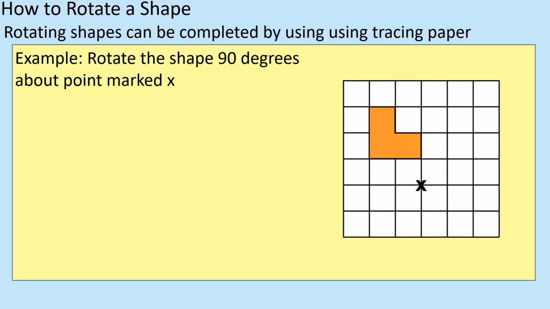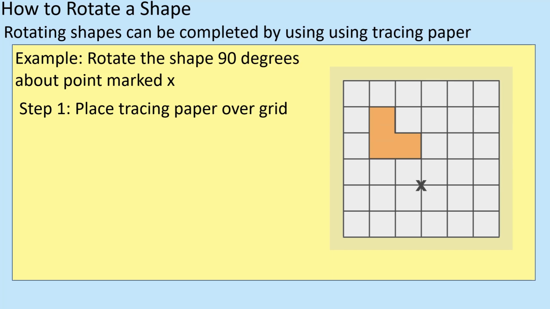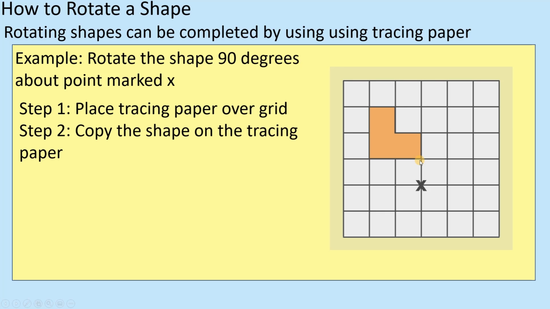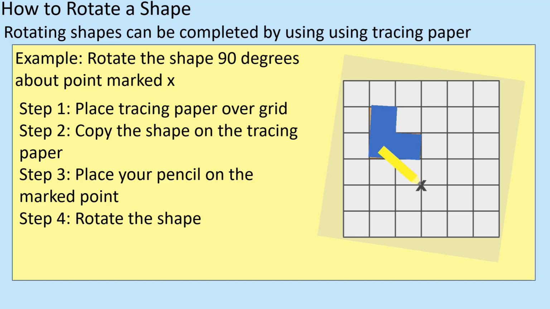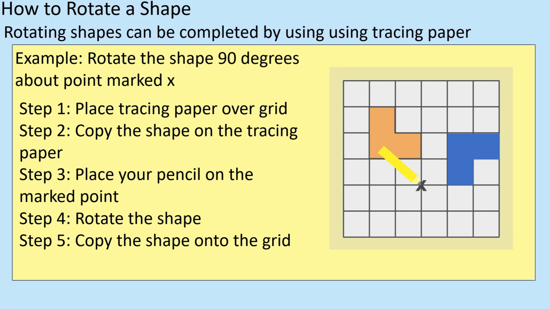So if you're asked to rotate a shape 90 degrees about a point marked X, then of course you're going to put tracing paper over the top. And then you're going to draw around the shape as you currently see it. Then you're going to put your pencil probably on the point and then look to rotate it 90 degrees, which is going to move it over there. At that point, obviously, you need to copy the shape where you currently see it. Copy the shape onto the grid, and that's going to give you your answer. So that's how you rotate a shape.